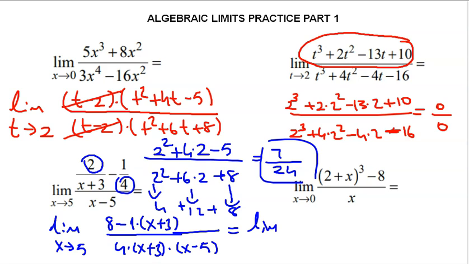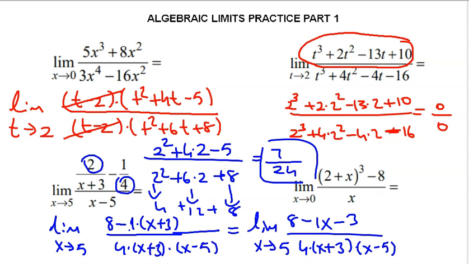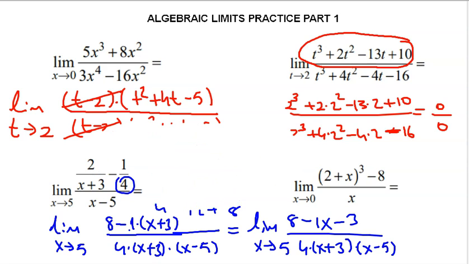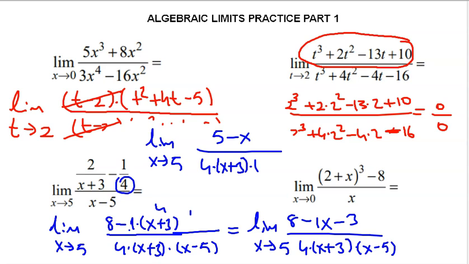So the limit as x approaches 5. If you distribute the negative 1 into the parentheses, you get 8 minus 1 minus x minus 3 over 4 times x plus 3 times x minus 5. So we get the limit as x approaches 5. Since 8 minus 1 minus 3 is 4... so x minus 3 is 5, we get 5 minus x over 4 times x plus 3 times x minus 5.